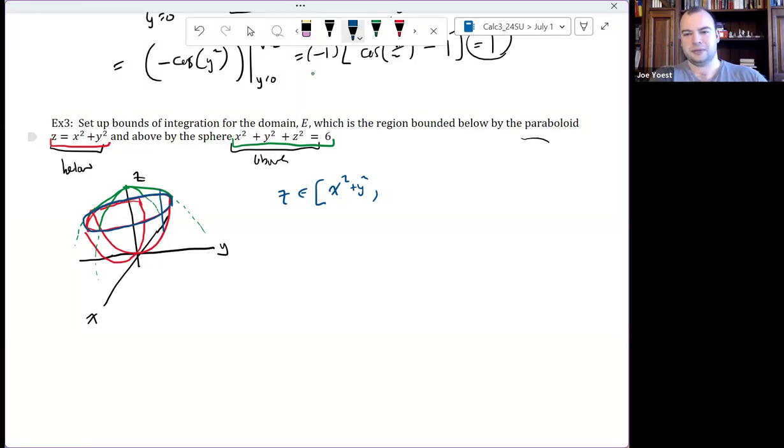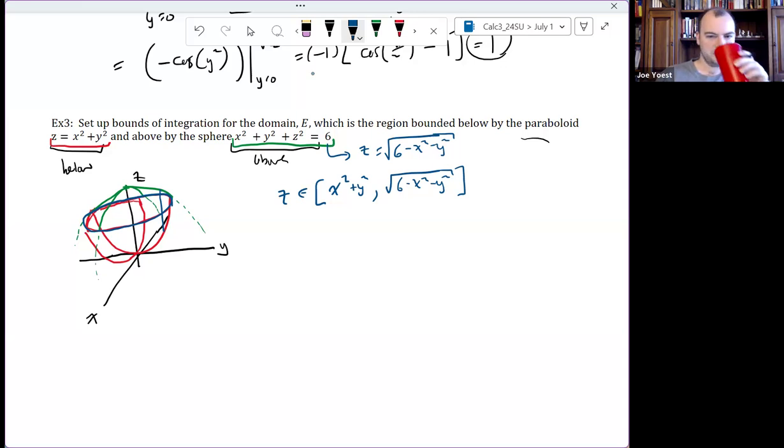I have Z equals root 6 minus x squared minus y squared for the top half of the sphere. So those are my bounds on Z that depend on both x and y. So Z in this setup is going to have to be the innermost integral. And then x and y will come outside of there.